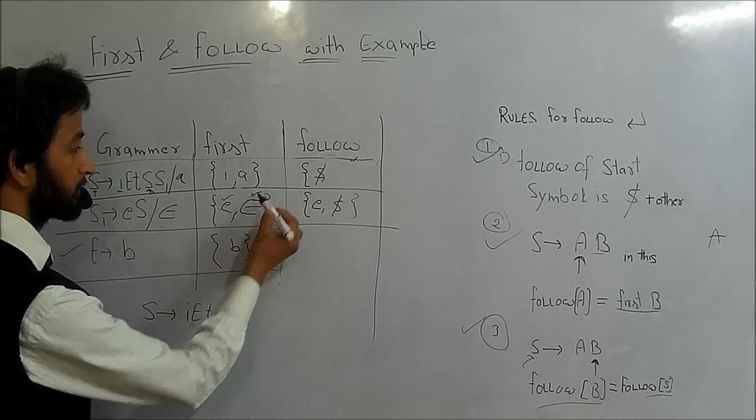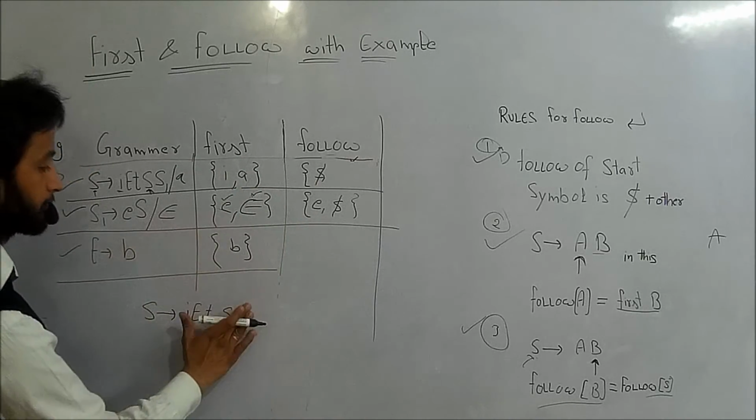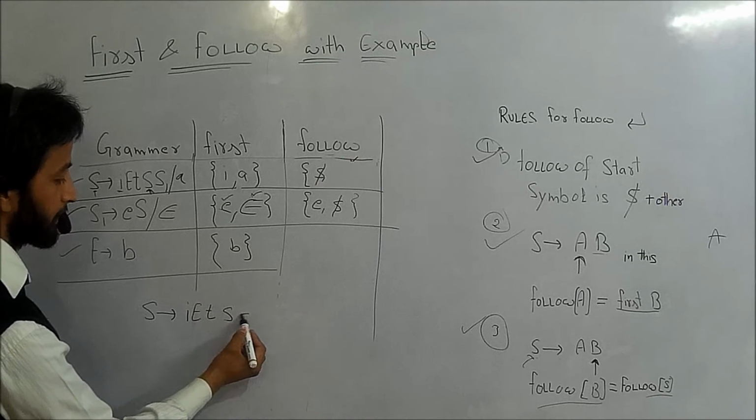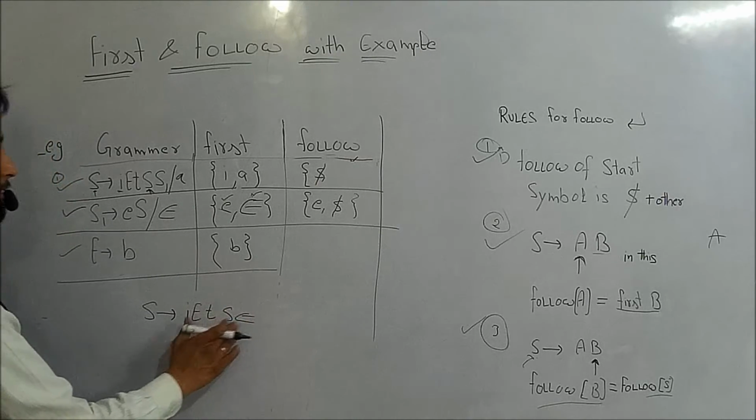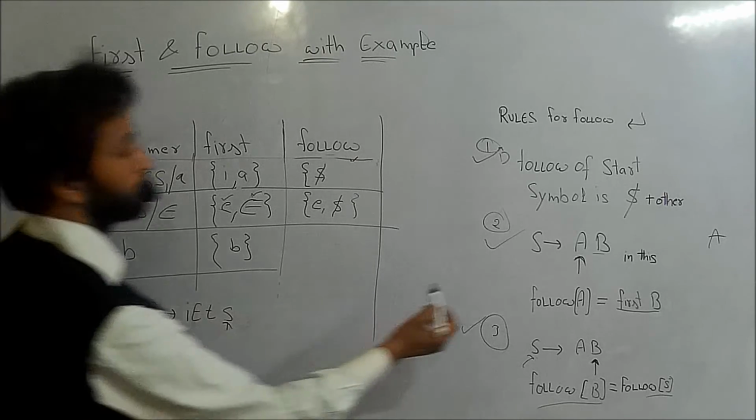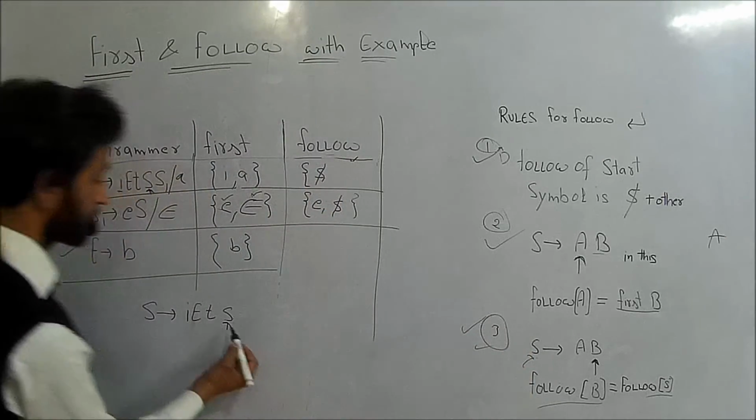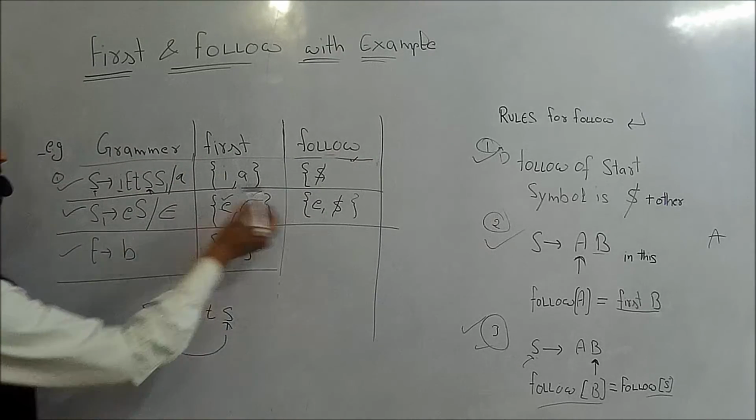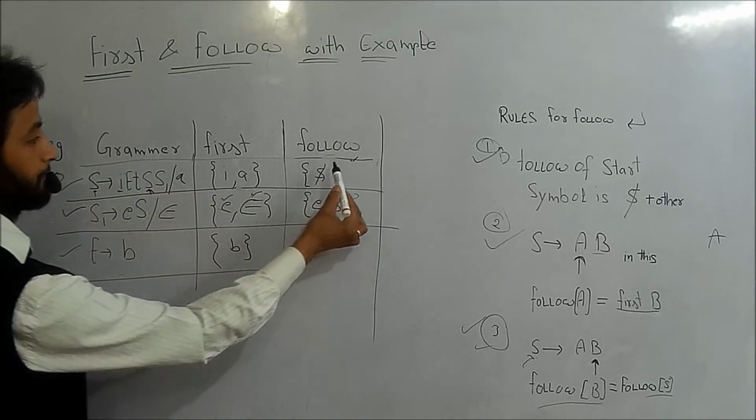Then after I will put the value of the second value, which is epsilon. When I am putting that value epsilon, the production becomes this. Then this one becomes rule number 3, and the follow of S will be the follow of S, and the follow of S is dollar.